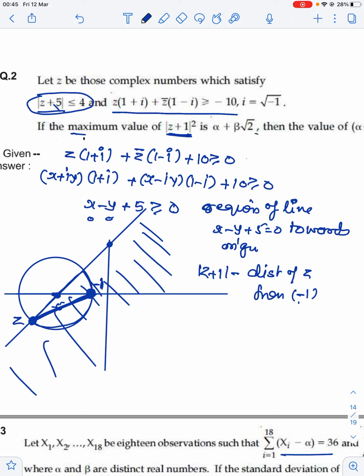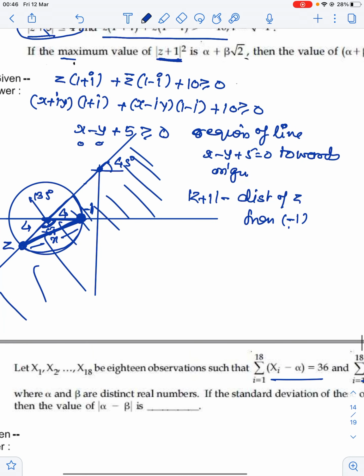So this is z, this is minus 1. So this length we have to calculate. Let us say this is x. We know that this is the radius of the circle, 4, this is the radius of the circle, 4, and this angle, because this line is known with slope 1, so this is theta 45. So this is 45 again, so this angle is 135. Using the cosine rule, easily we can get x.